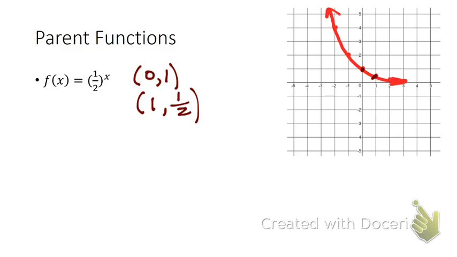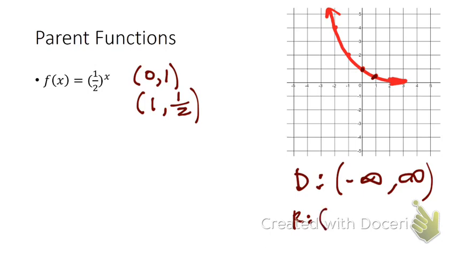What do you think the domain and range of this function are, and does this function have any asymptotes? Well, indeed the domain is all real numbers, so negative infinity to infinity, and the range is, again, remember for range we go bottom to top, so that would be from 0 to infinity, and it has a horizontal asymptote at y equals 0, just like our growth function did.